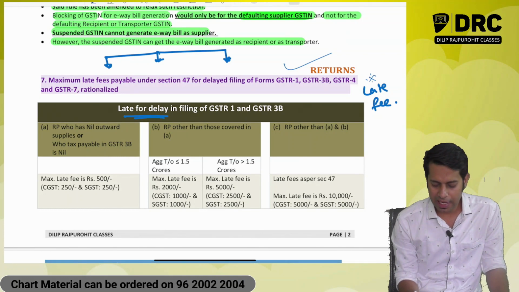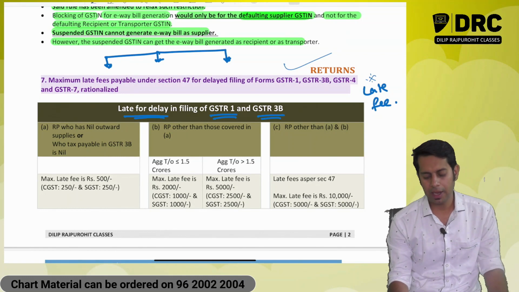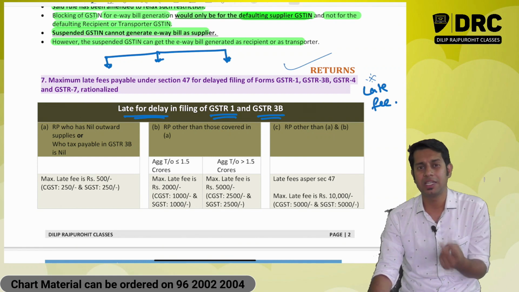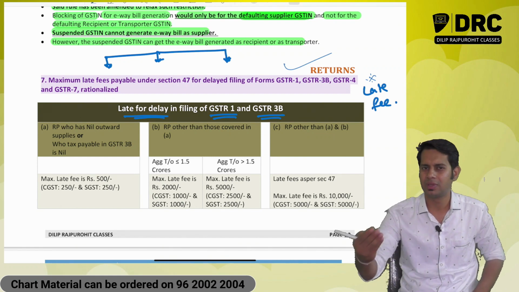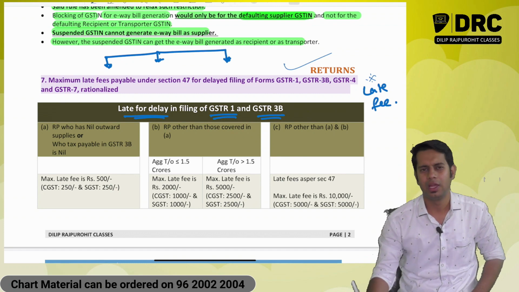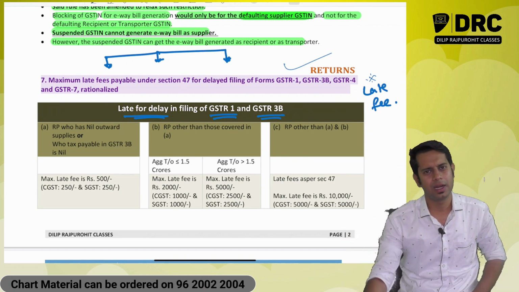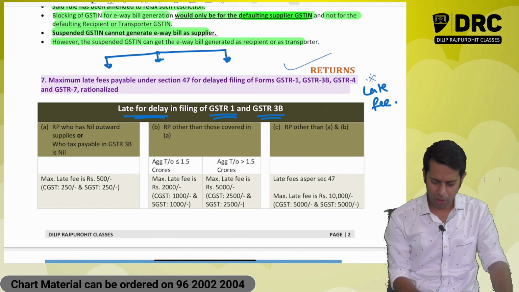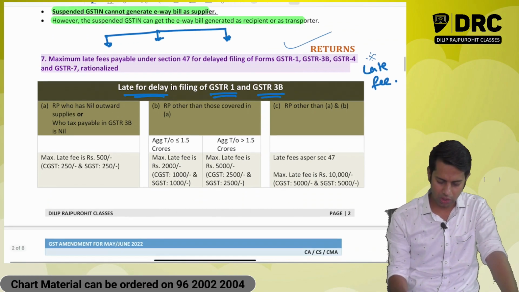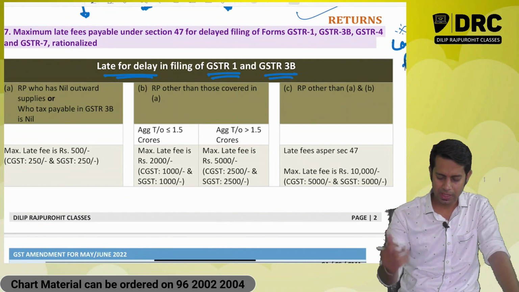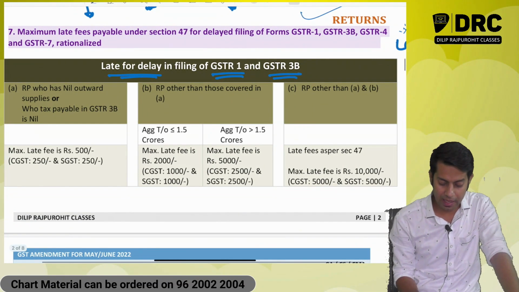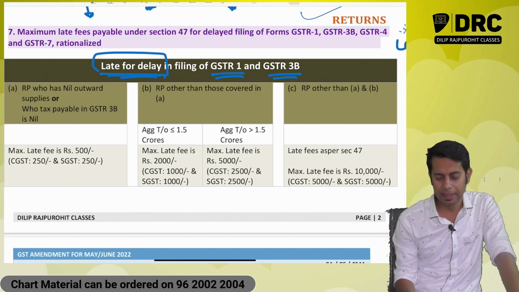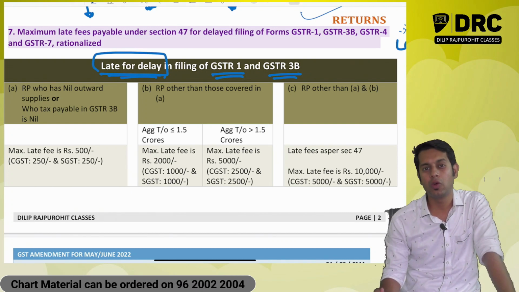Late fees for delay in filing of GSTR1 or GSTR3B. So if you are not filing your GSTR1 or your GSTR3B within the due date, say GSTR1 due date is 11th if you are opting for monthly, and GSTR3B due date is 20th or 22nd, depending upon how much your turnover is. Now let us not discuss the due dates of filing return. The provision says if you are not filing the return within the due date, then you will have to pay late fee.